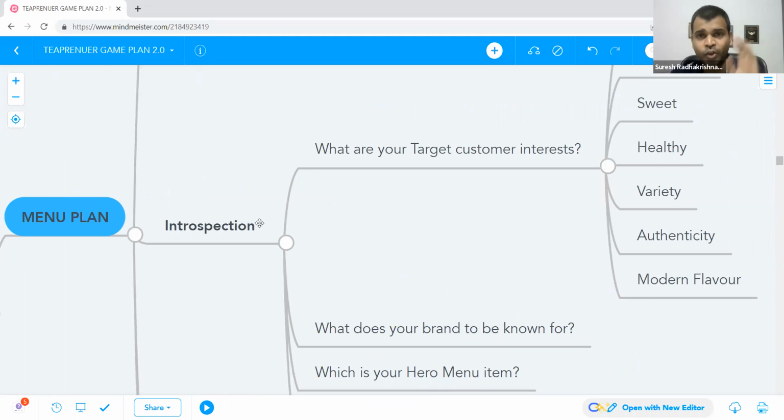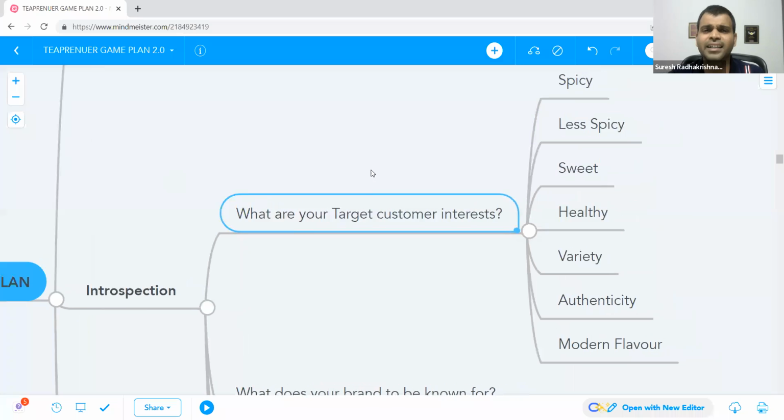Now, before you write down your menu, you need to do this homework, introspection. What are your target customer interests? So I told you about SKU. SKU is stock keeping unit. Have SKUs less than 15 and have multiple menu items. Menu items could be in the range of 20 to 32. Let's assume you have corn. With the same sweet corn, you can do a cup of sweet corn, a corn sandwich, wraps, sweet corn wrap, sweet corn Maggi, and a lot of items. So using one SKU, you can prepare multiple items.